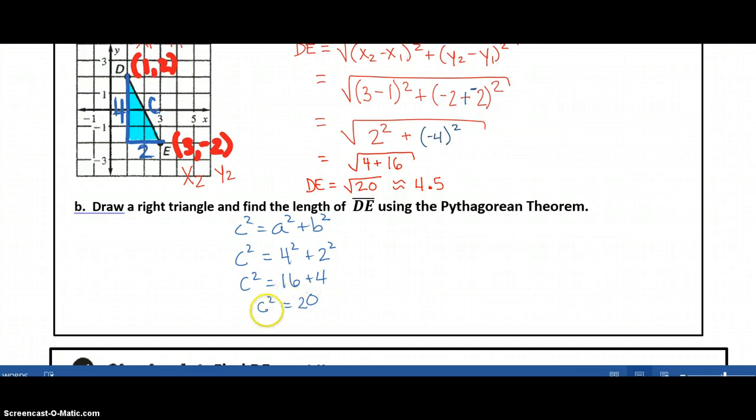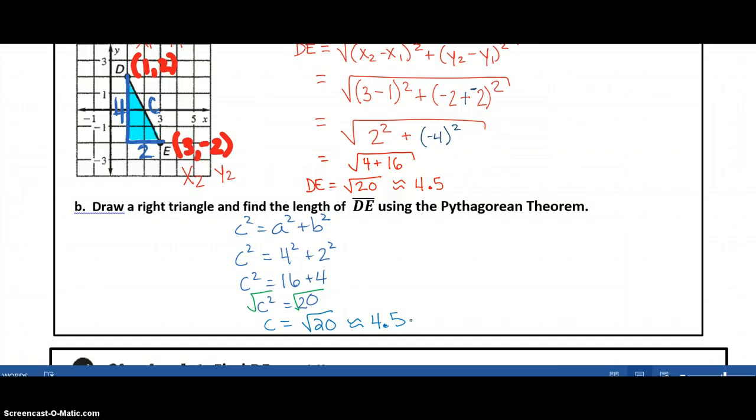But again, we don't want c squared, we want c, so we need to square root both sides, and when you square root c squared, the square and the square root cancel. They undo each other, they are inverses of each other, so you just have c equals the square root of 20. What you notice is the same as when we used the distance formula up here. If we type that into our calculator, again, we would round to 1 decimal place and get 4.5.